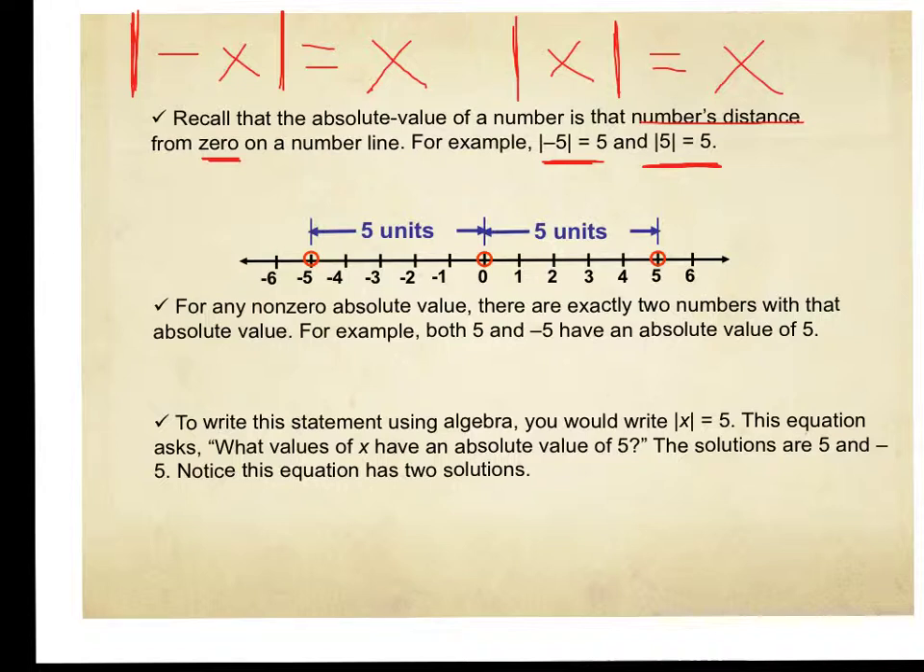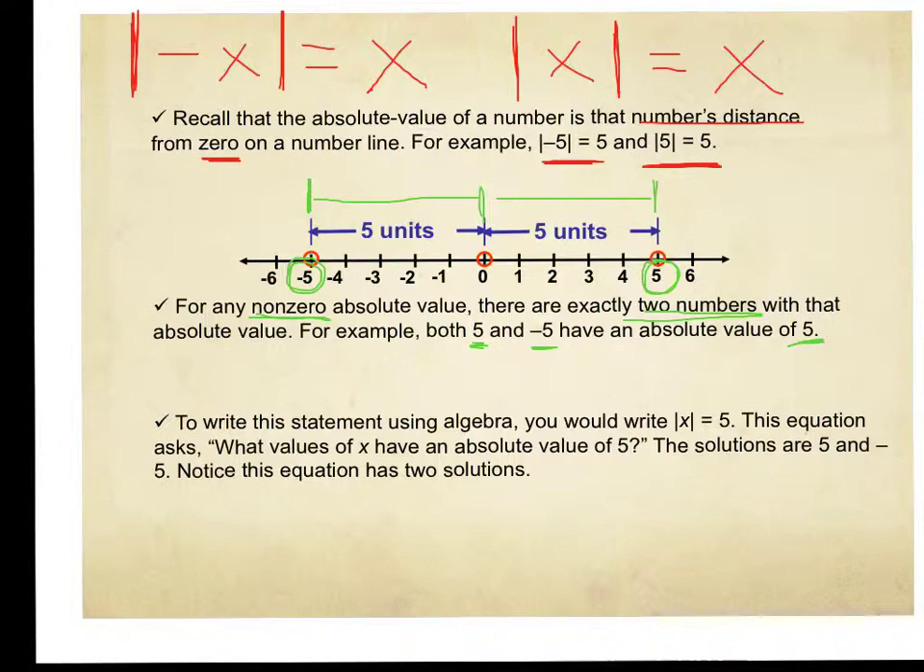Now, as you can see, here's an example of taking the distance from 0. Here's 0, and we have 5 units here, and we're given those numbers +5, and another distance from 0 could be -5, and that's why we have the answer as -5 right there. For any non-zero absolute value, there's exactly 2 numbers with that absolute value. For example, 5 and -5 have the absolute value of 5.